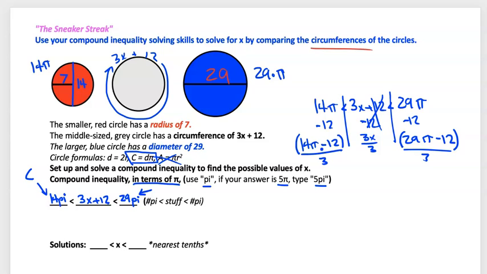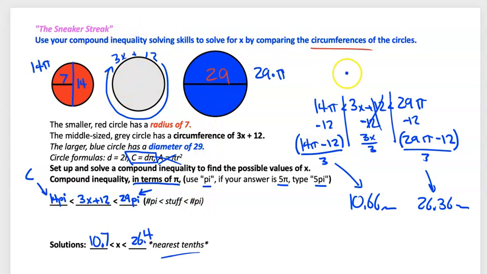So when you take 14 pi minus 12, hit enter and then divide by 3, and don't round until the end, you get about 10.66 and change. So round to the nearest tenth, that's going to be 10.7. Over here, when you do 29 pi minus 12 and divide by 3, you get approximately 26.36 and change. So that's going to round up to 26.4. All right, cool.